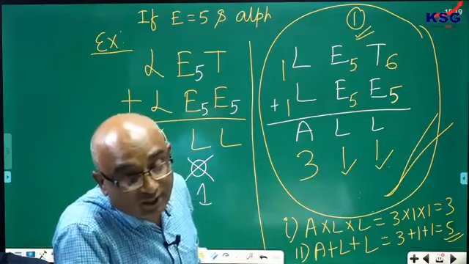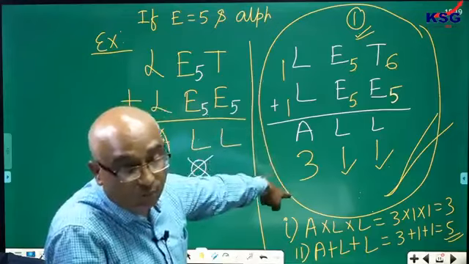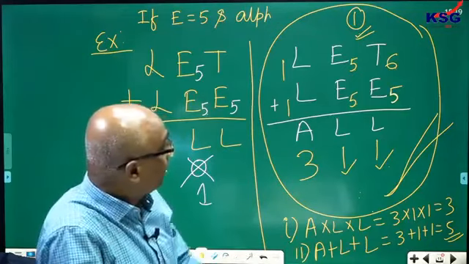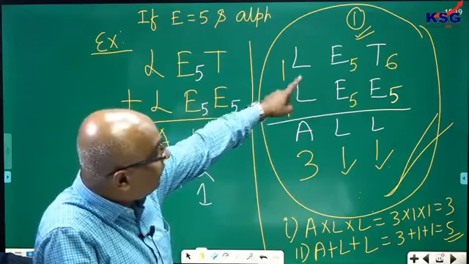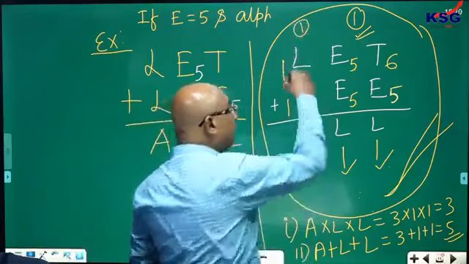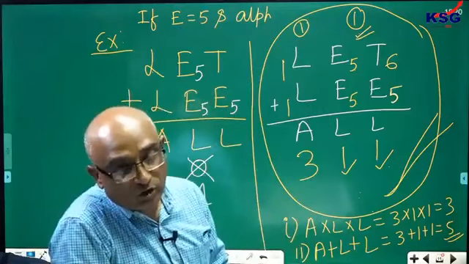Why 11 is not getting carried? The reason is, see here, 1 plus 1, 2 plus 1, 3. E plus E, 5 plus 5, 10, 10 plus 1, 11, 1 carry here also. So you need to add. So 311, not 211.